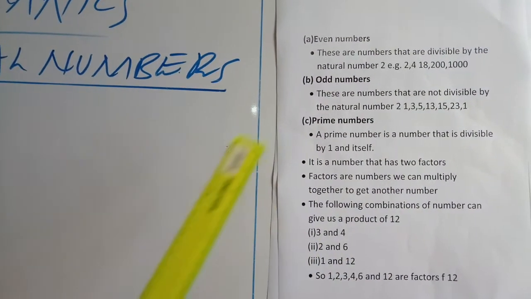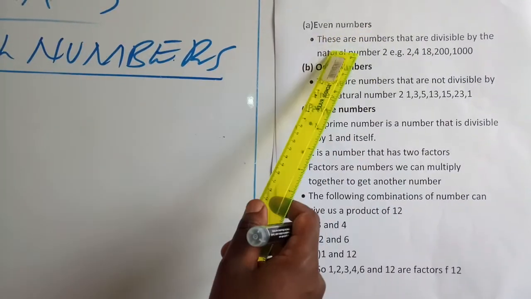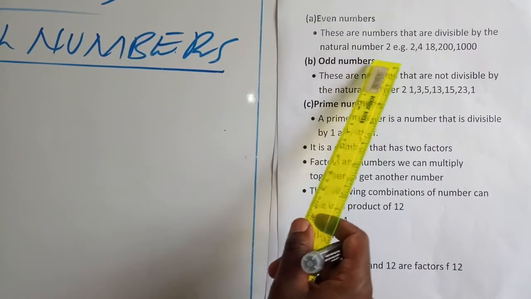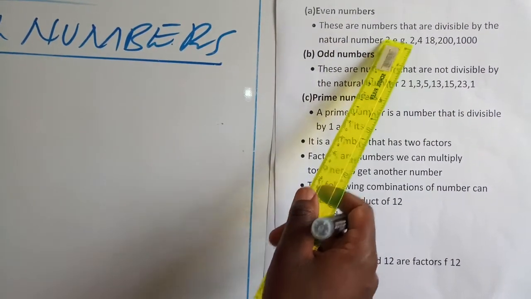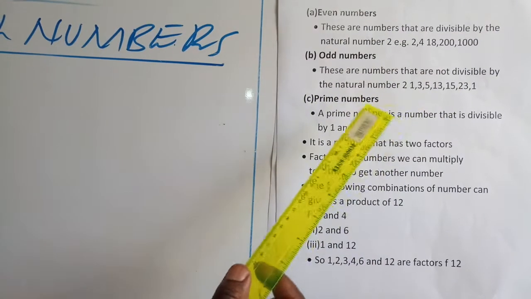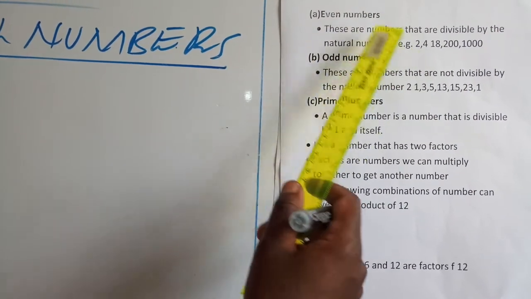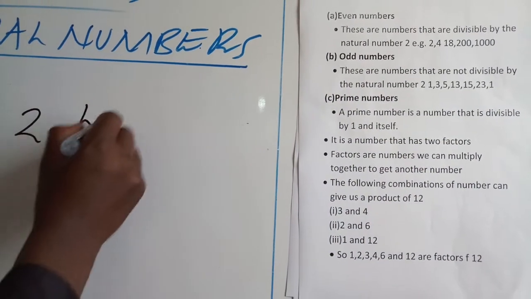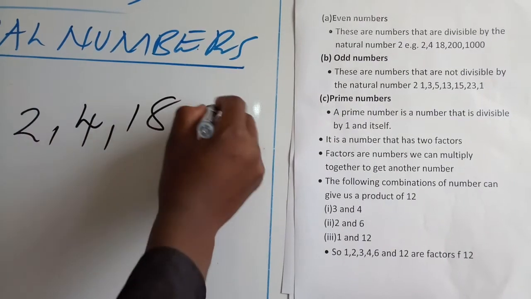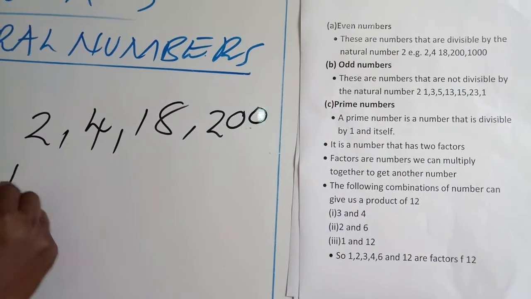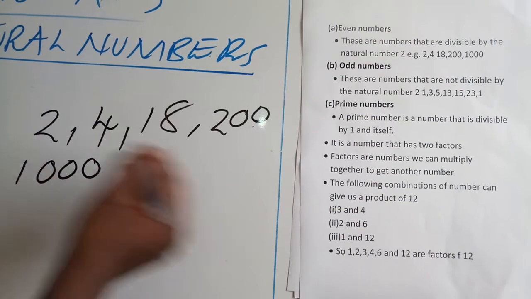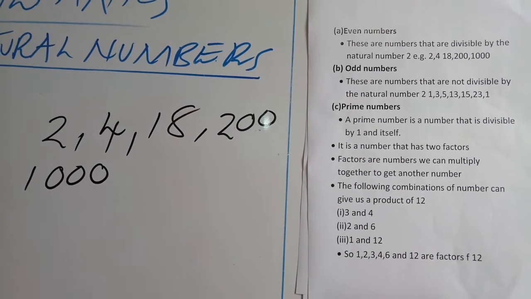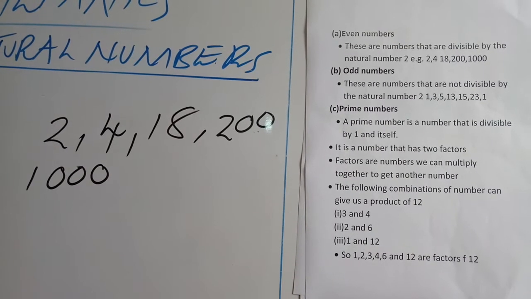Now, what are even numbers? Even numbers are numbers that are divisible by the natural number 2. So any number which is divisible by 2 is called what? An even number. Such numbers include 2, 4, 18, 200. We can have 1000. These are just a few examples. Of course, you can list other examples. So those are what? Even numbers.